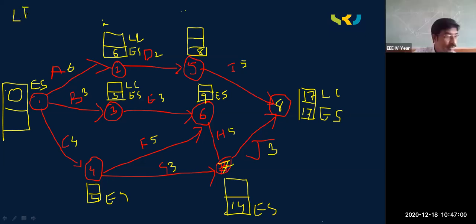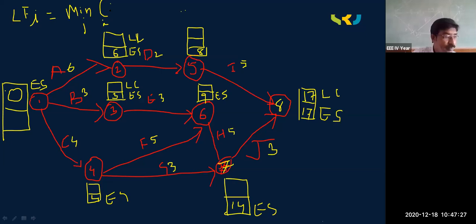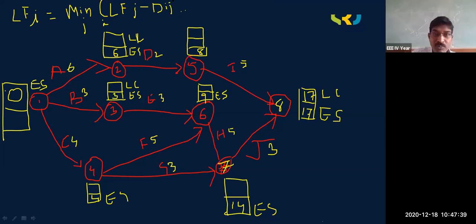Latest finishing time of the ith activity is equal to the minimum of, friends listen carefully, in the forward pass we are taking maximum, but here in the backward pass we are taking minimum value. So friends, what is the formula here? Latest finishing time of the ith activity is equal to minimum of j into LFJ minus duration. This is the formula.